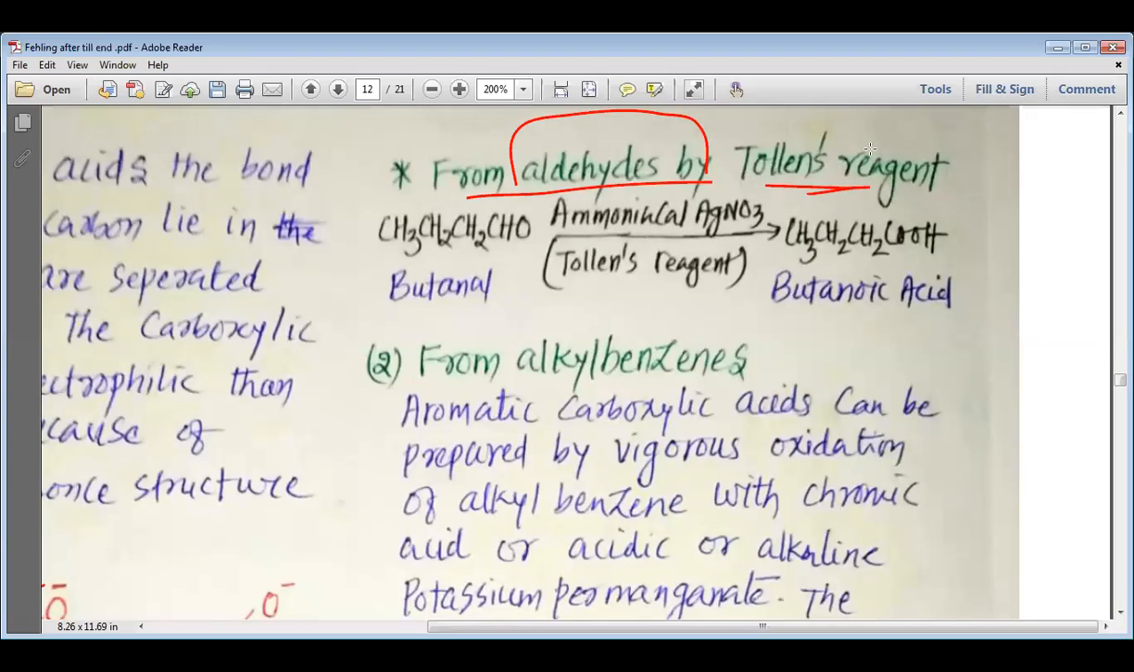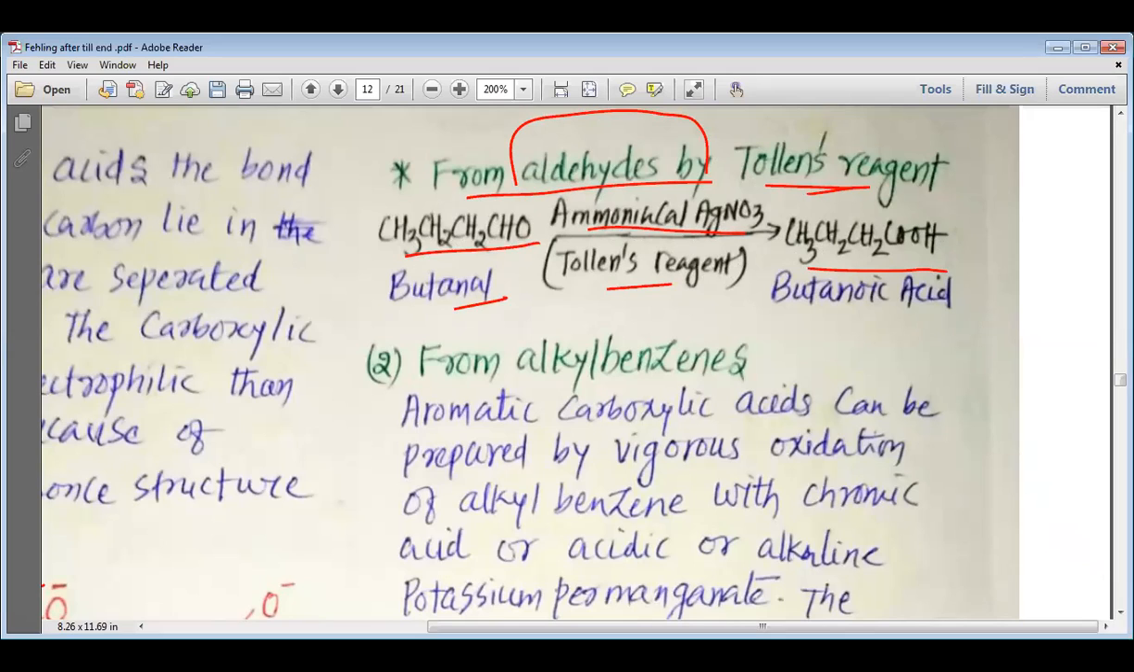By using the mild oxidizing agent called Tollens reagent, which is nothing but ammoniacal silver nitrate, if we allow the 4-carbon aldehyde, butanal, to react with the Tollens reagent, we will get butanoic acid formed from this.